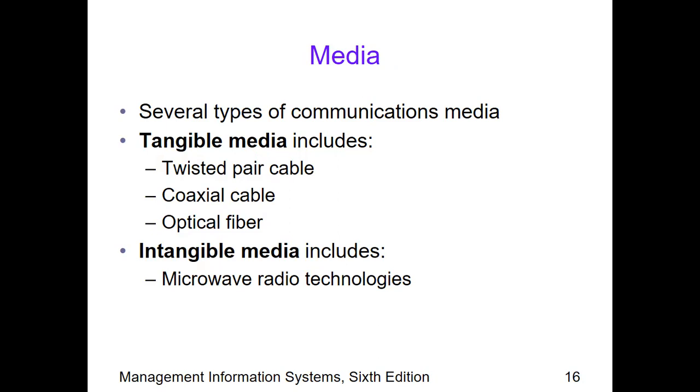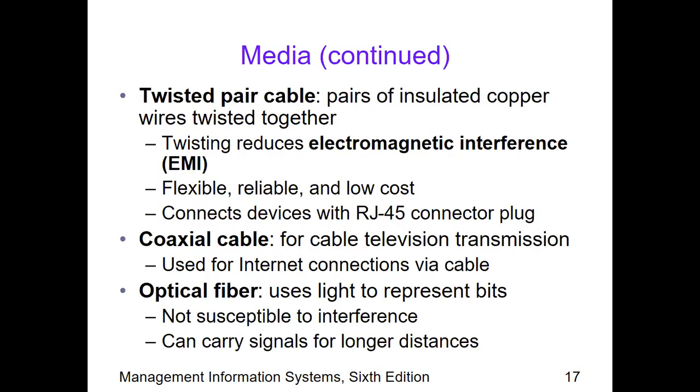Tangible media would be the cables and fibers: twisted, coaxial, and optical. Intangible would be the microwave radio technology, with the use of signals. Now, twisted pair cables are basically insulated copper wires which are twisted together, hence the term twisted. This reduces EMI, electromagnetic interference. This is flexible, reliable, and low cost, and connects devices with that particular plug.